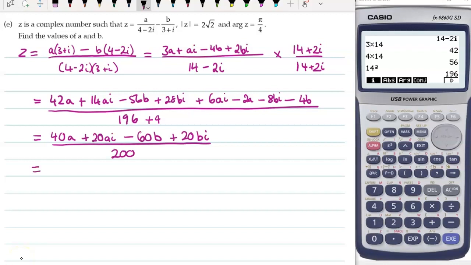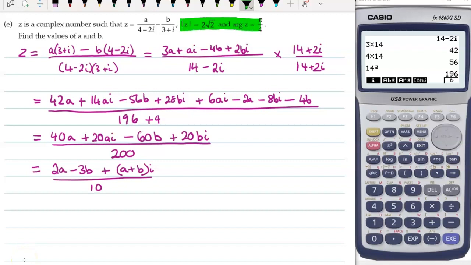Now we can see there's a common factor there of 20. We can divide everything through by 20. I'm also going to get the real parts together and the imaginary parts together. So the real parts are the a's and the b's, and if we divide them through by 20, we have 2a minus 3b. The imaginary parts divided through by the 20, we have a plus b times the imaginary part, and 200 divided by 20 is 10. Okay, now we need to use the information we've got here.